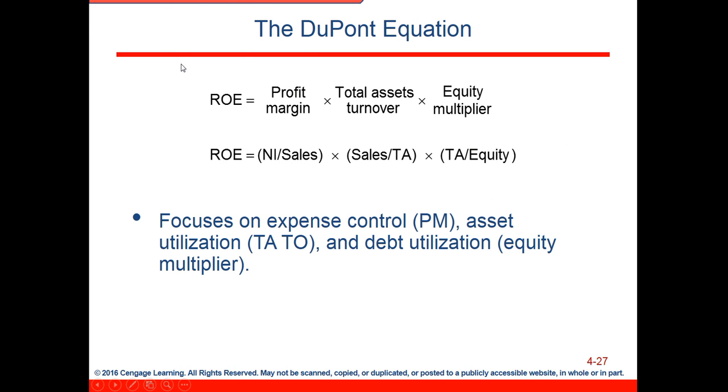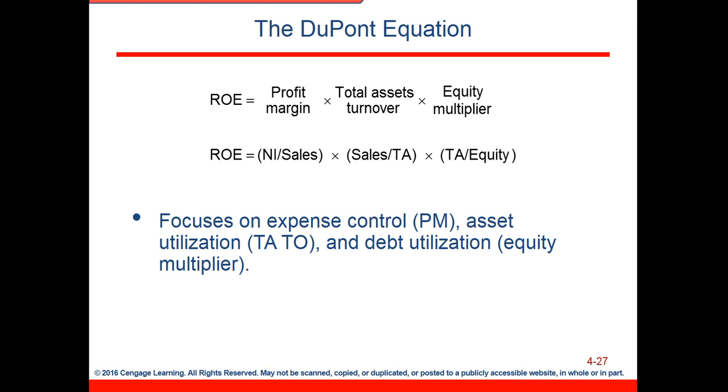Now, with that said, let's turn our attention to what is called the DuPont equation, which is decomposing return on equity into different parts. If you look at return on equity, it is basically net income divided by sales, multiplied by sales divided by total assets. Sales will cancel each other, and that becomes net income divided by total assets. Multiply that by total assets divided by equity. This time total assets will cancel each other, so it's net income divided by equity.